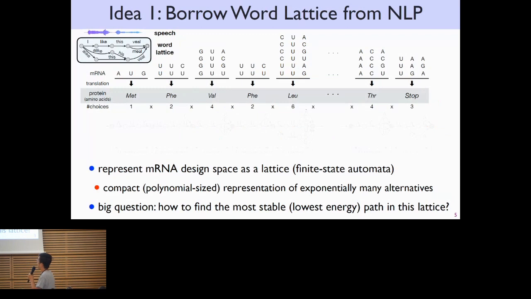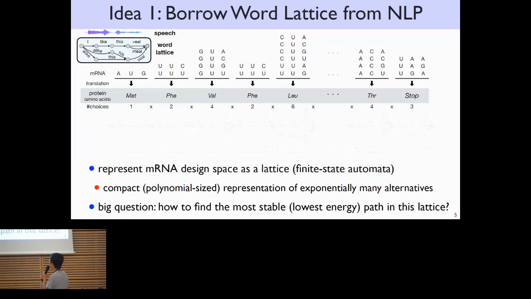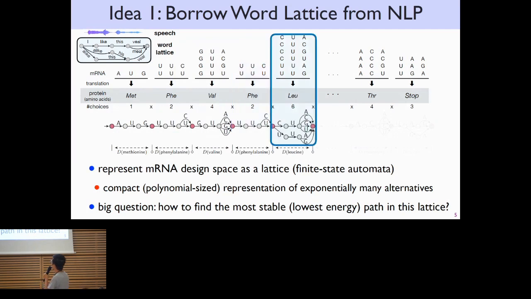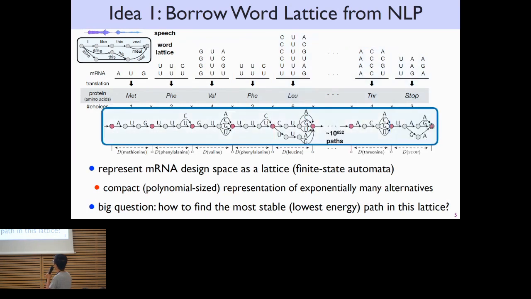So the first idea I borrowed from linguistics is something called word lattice, which is kind of just the DFA, deterministic finite state automaton, which is kind of a graph with labels on each edge. So you can pack this design space into this DFA. So let's say 2 choices for threonine and 6 choices for leucine, and so on and so forth. We got a little graph.